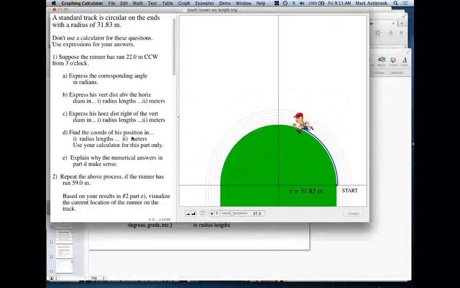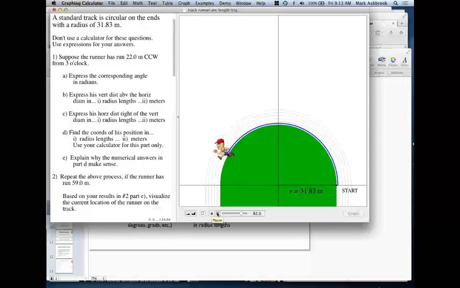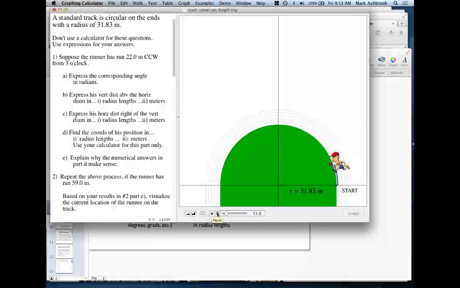All right, so, but can we apply it? I've got my runner here. He runs about half as fast as Usain Bolt. Okay? Takes him about 20 seconds to run 100 meters. And so you can see the application here. He's running around the track, starting at the starting position, which is like the 3 o'clock position.